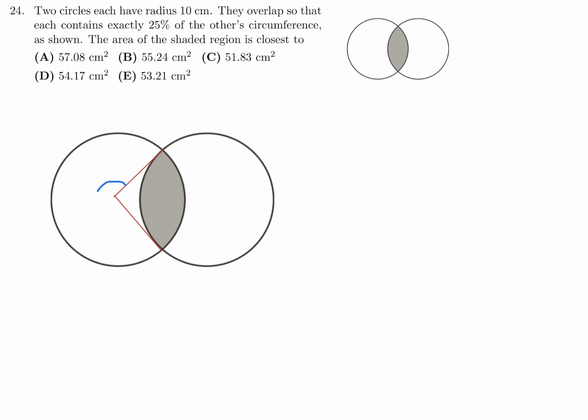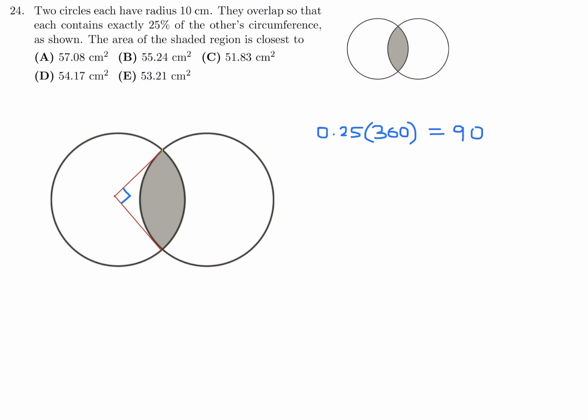Now the total angle all the way around is what? 360, right? So this angle right here has to be 25% of that. And if you do that math, you get 90 degrees. And that's why I put a little right angle there. So now we are in a better position to calculate that shaded region.